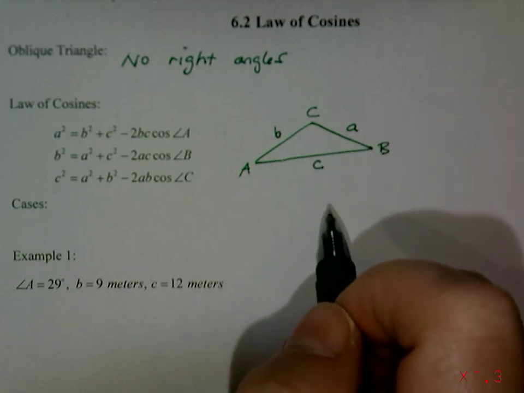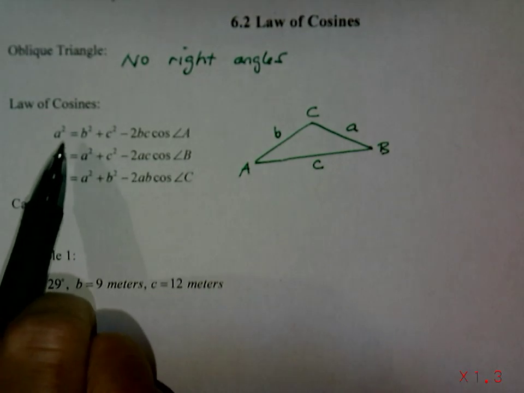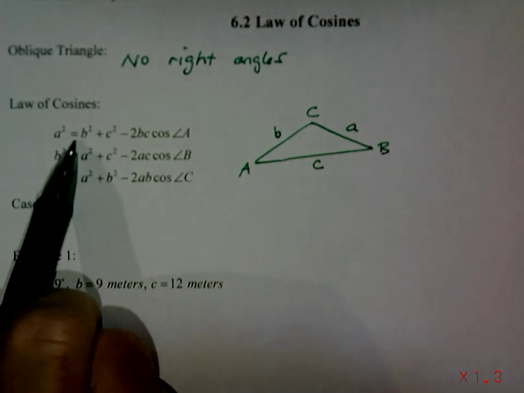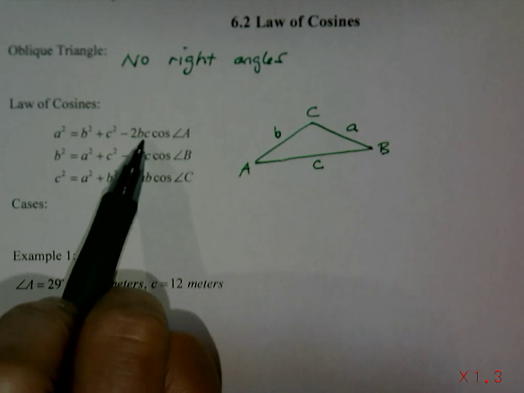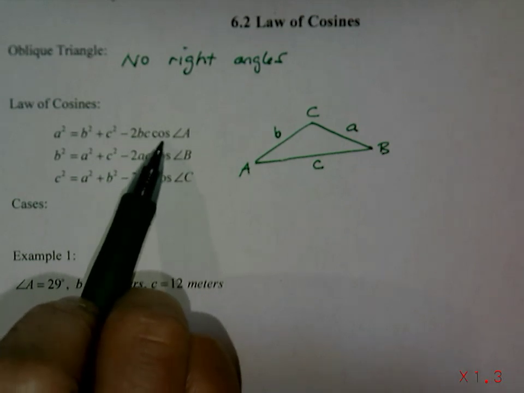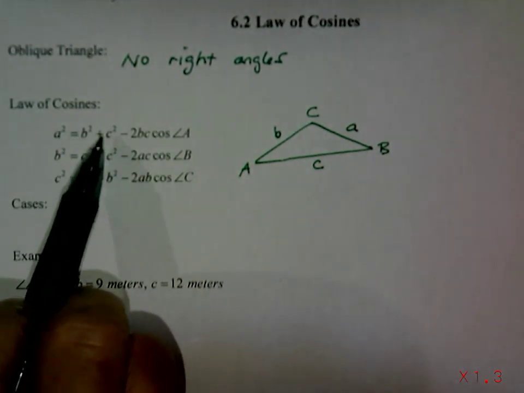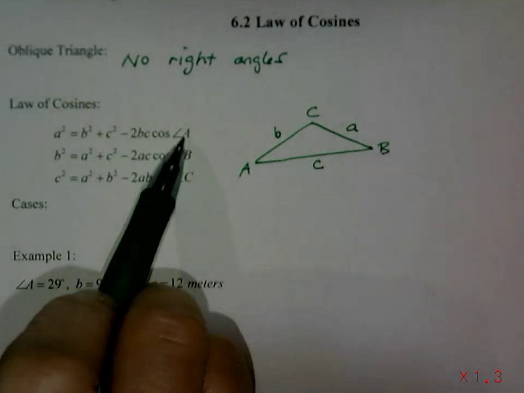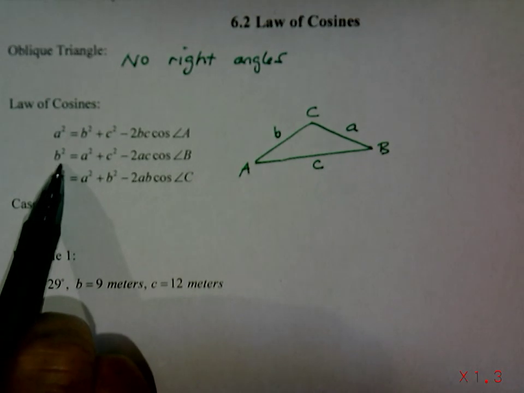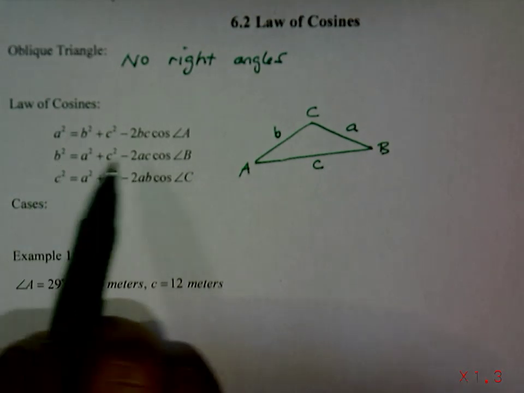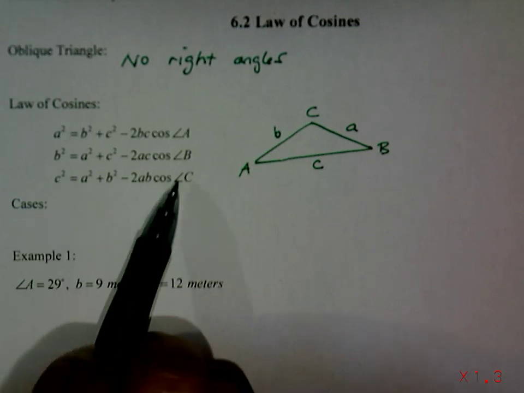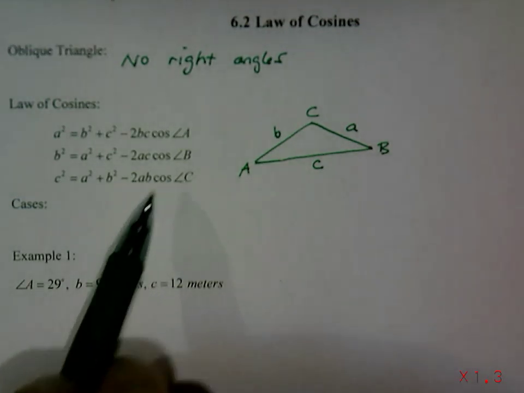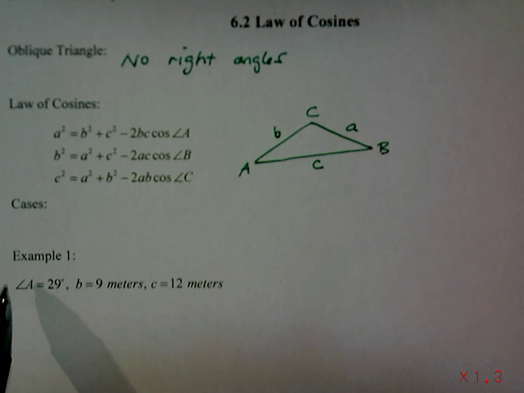So the relationship between the sides and the angle is that A squared equals B squared plus C squared minus 2 multiplied by B multiplied by C multiplied by the cosine of the angle. And there's a pattern. If I'm looking for side A, I have angle A. If I'm looking for side B, I have angle B. If I'm looking for side C, I'll have angle C. And so it makes it easy to memorize the formula.